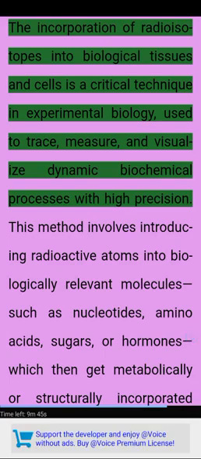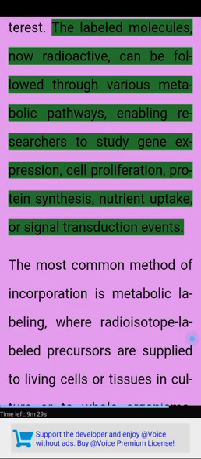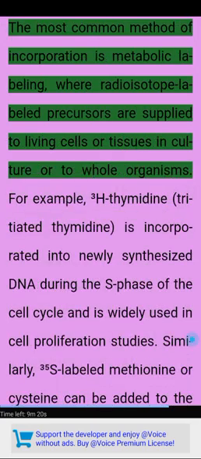The incorporation of radioisotopes into biological tissues and cells is a critical technique in experimental biology, used to trace, measure, and visualize dynamic biochemical processes with high precision. This method involves introducing radioactive atoms into biologically relevant molecules, such as nucleotides, amino acids, sugars, or hormones, which then get metabolically or structurally incorporated into the cells or tissues of interest. The labeled molecules, now radioactive, can be followed through various metabolic pathways, enabling researchers to study gene expression, cell proliferation, protein synthesis, nutrient uptake, or signal transduction events.